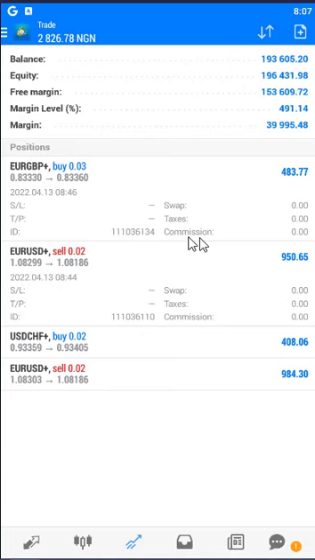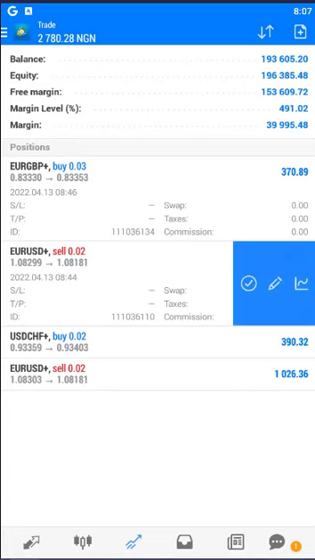So from this place, from this trade running here, I can switch over to the chart by just swiping. That means you place your hand on the trade like this, you hold it and you swipe. That means you drag your hand towards your left, okay? Then it will show you something like this. Then you click this button here, which is the chart.